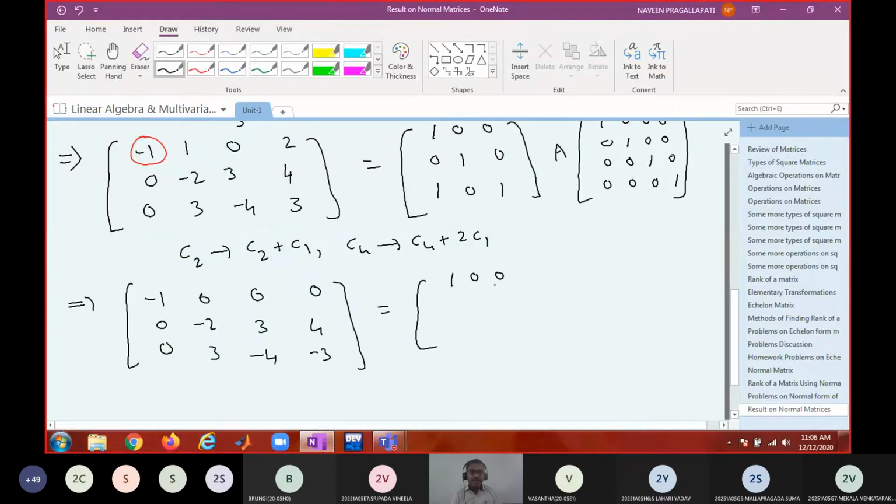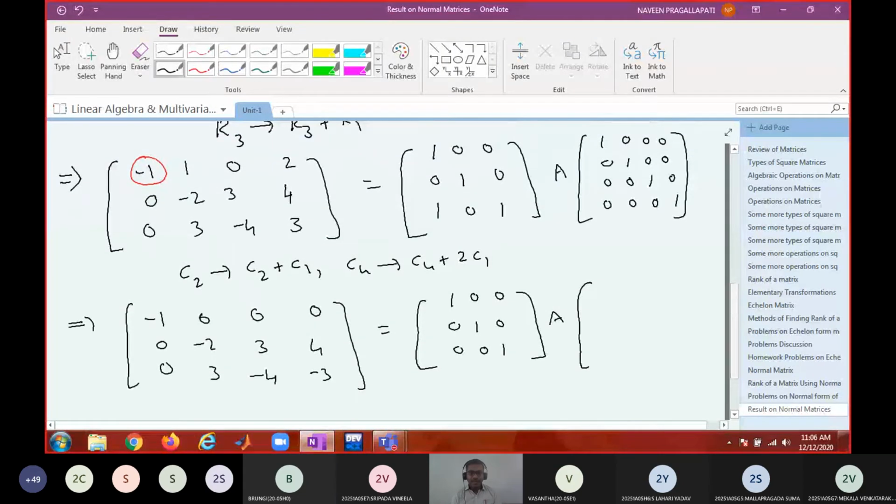So 1, 0, 0, 0, 1, 0, 0, 0, 1 into A. I will ask you one question at the end of this problem. The first one is 1, 0, 0, 0. C2 gets C2 plus C1, so 0 plus 1, 1, 1. Then 1, 0, 0, 0, 0, 1, 0. C4 gets C4 plus 2C1, that means 0, 2, 0, 1. Am I right?